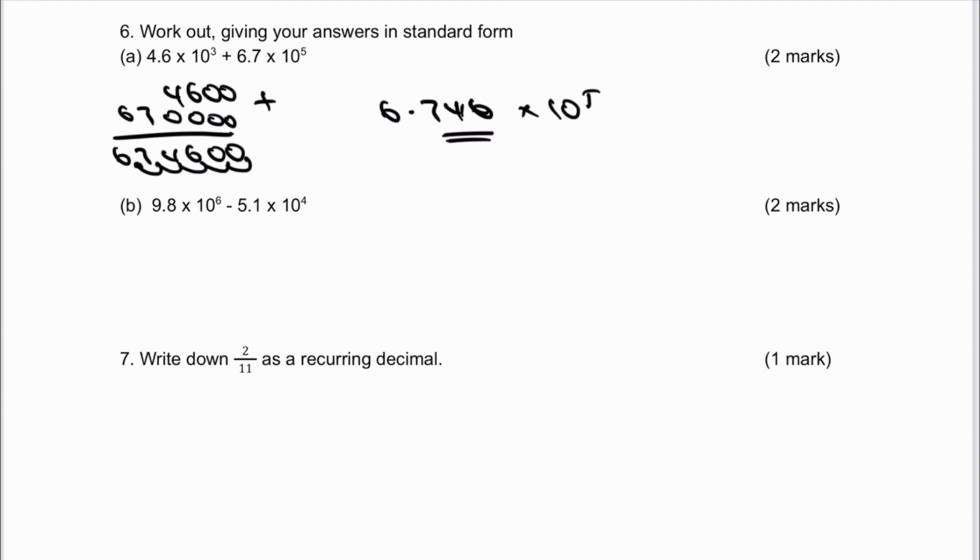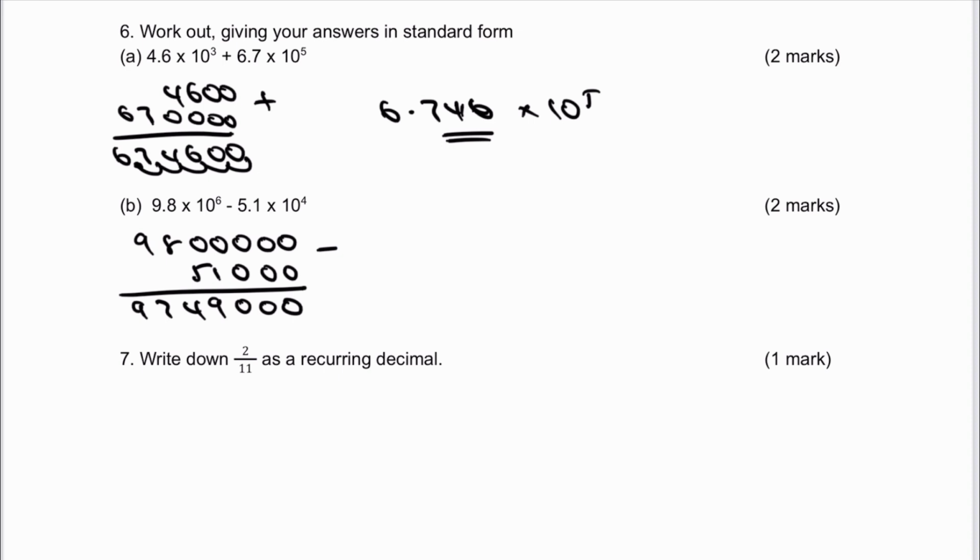Let's move on then to part B, which we're going to approach in exactly the same way. We've got 9.8 times 10 to the 6, which basically means that the decimal point has moved 6 places, which means I've got 98 and then 5 zeros, 1 2 3 4 5. Afterwards I'm going to take away 5.1 times 10 to the 4, which is going to be 3 zeros and 51 in there. And when I take one away from the other, I'm going to get 9749000.